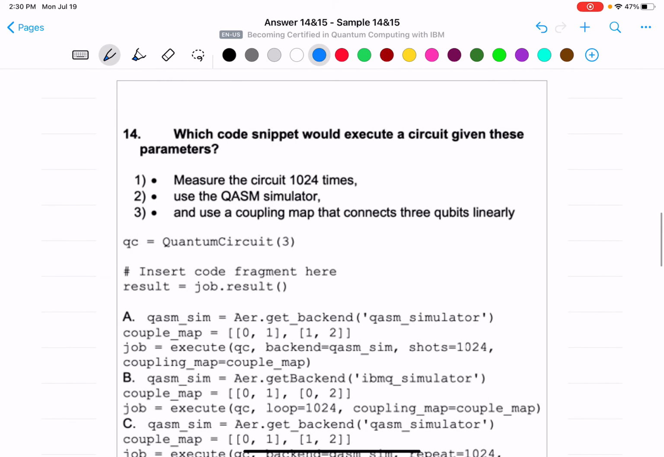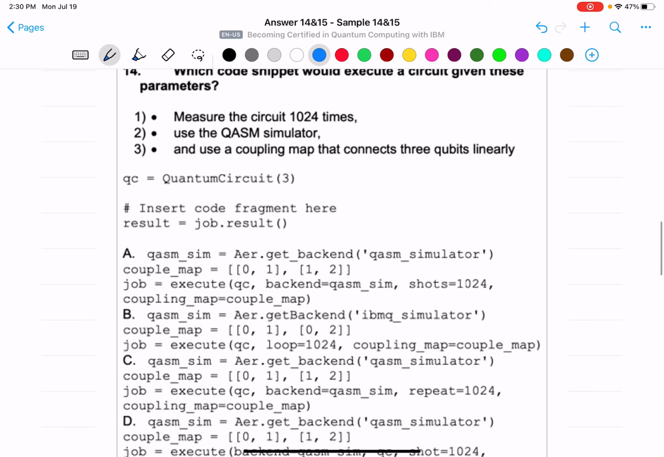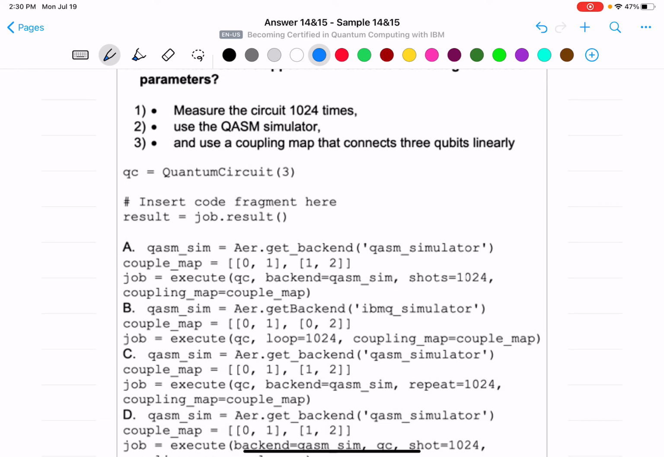So question 14, now let's get into the questions. Which code snippet would execute a circuit given these parameters? We want to measure 1024 times, so that looks like the shots we want. And we want to use the QASM simulator, that's how we get the QASM simulator. And we want to use a custom coupling where the 3 qubits are connected linearly.